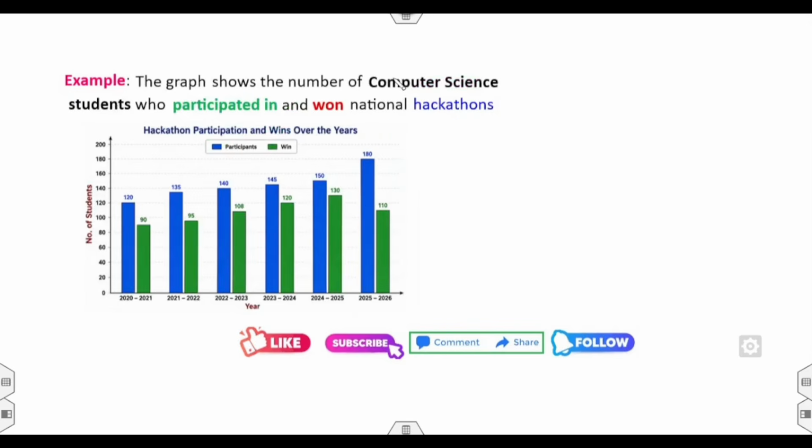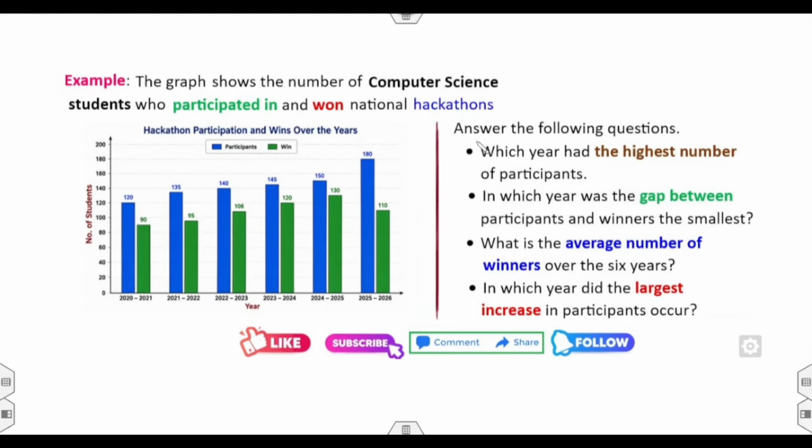The following graph shows the number of computer science students who participated and won the national hackathon exam. Fine. So what is the blue color? Participate. Green color is for the win. So can you answer the following questions?